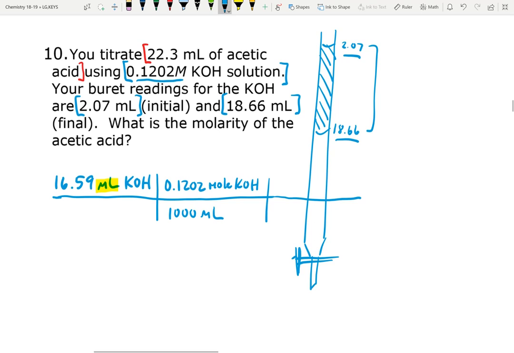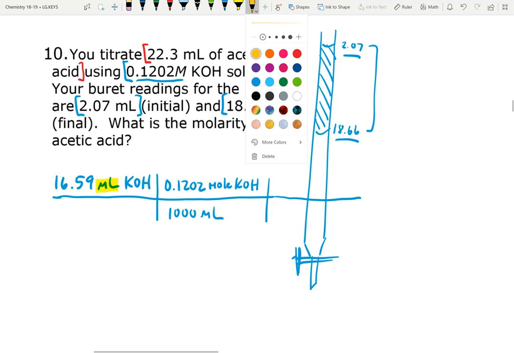And that step then is to make sure that we're converting all the way through from moles of base and connecting that over to moles of acid.